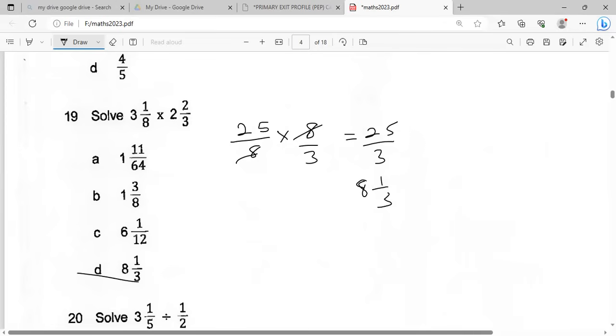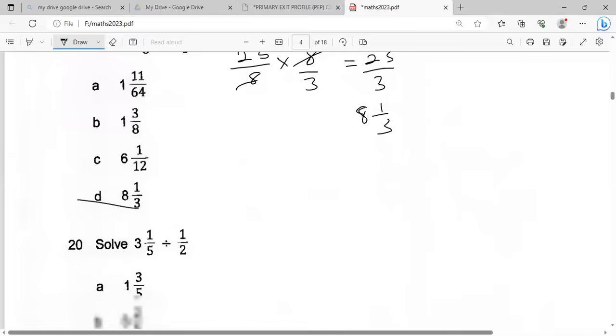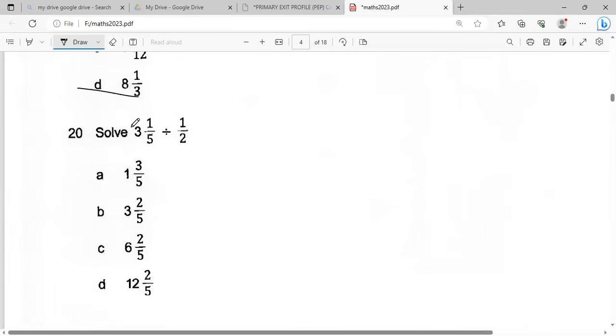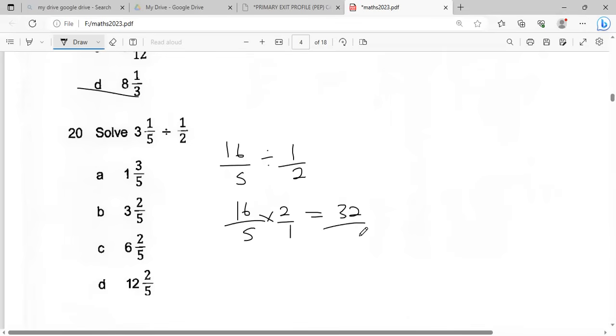All right, let's look at number 20. Solve 3 and 1 over 5 divided by a half. So we're gonna convert: 3 times 5 is 15, and 1 is 16 over 5 divided by a half. So we know what the rule says, right? Keep the first fraction, which is 16 over 5, times 2 over 1. And from there, we can multiply numerators. So that's going to give us 32, and denominator, 5 into this goes 6 times and 2 over 5. So that's C.